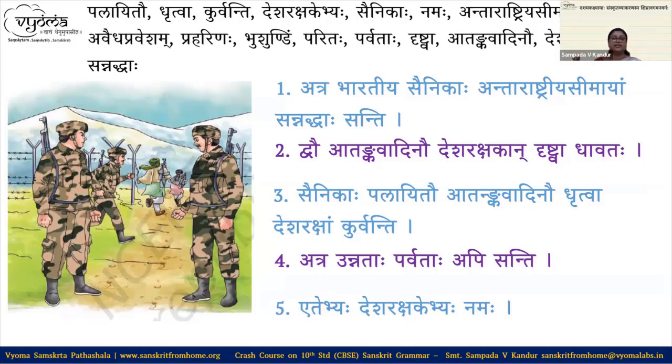So what is this place? This place is, as you can see, given in the Manjusha, like Antarashtriya Seemayaha. So it means it's a border, national border, right? So you can say Antarashtriya Seemayam Sainikaha Sannadhaha Santi. So words are already given in the bracket. So you can use those words and try to frame a simple sentence.